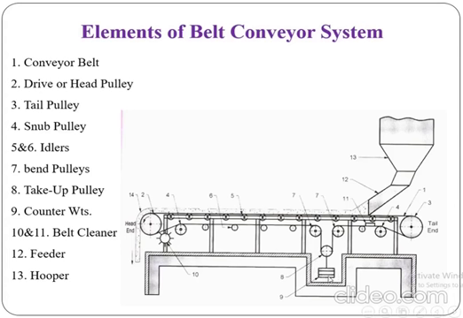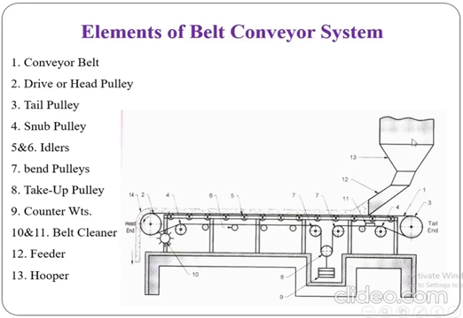So weight has to be increased after some cycle. Then number 10 and 11 is the belt cleaner, to clean the belt frequently to improve the life of the belt. Then the feeder is there, number 12. Here is the feeder, and the hopper is there, number 13.